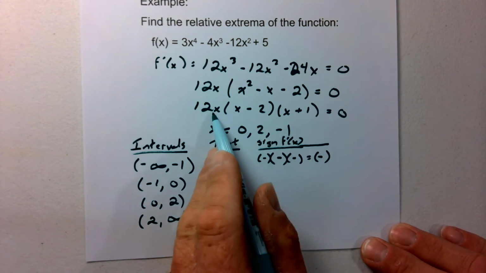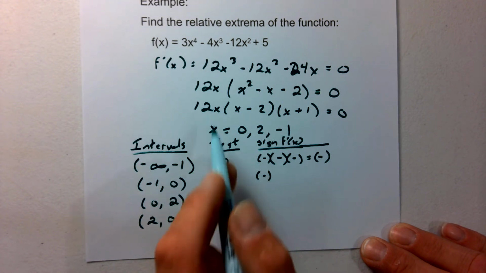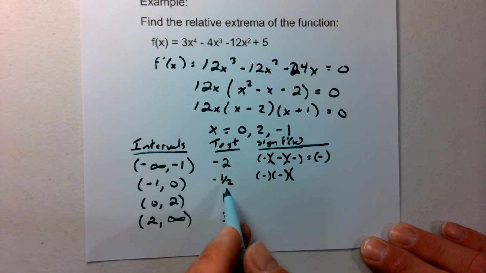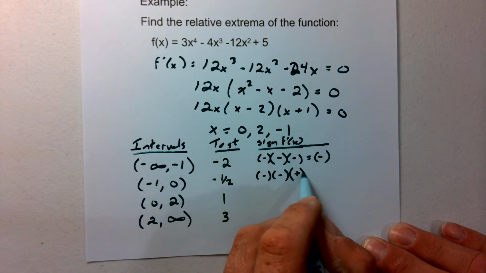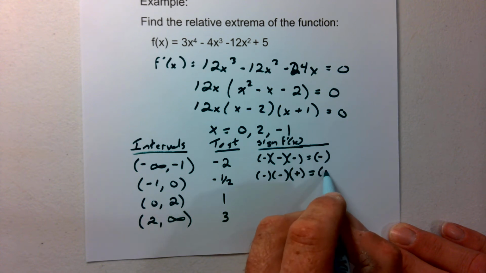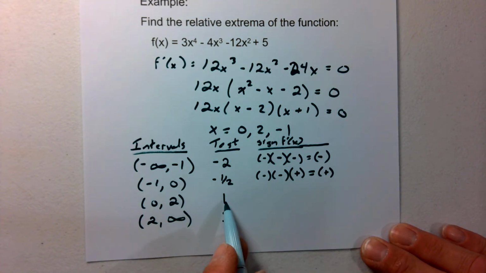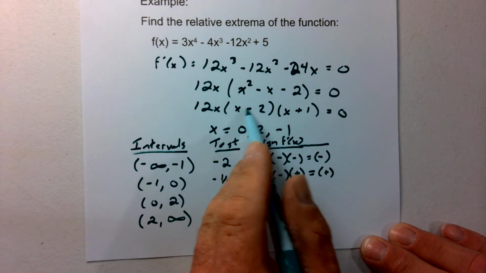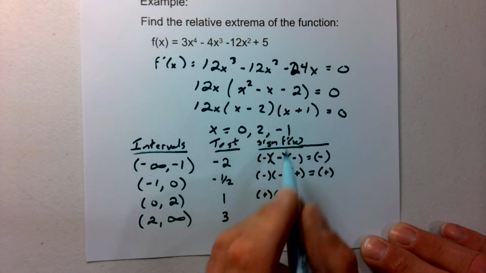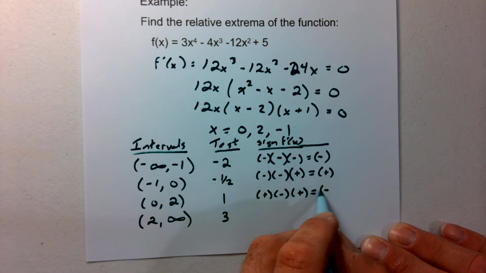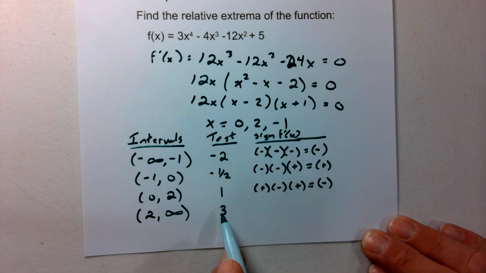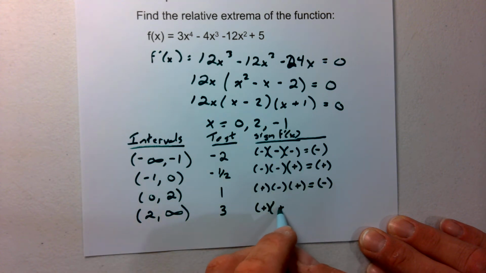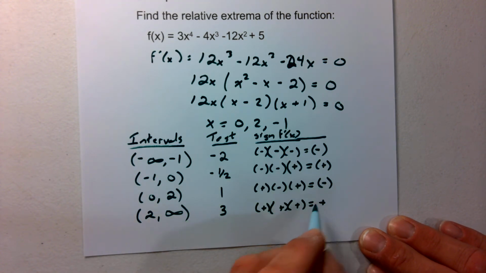If I plug in -1/2, the first one's still going to be negative. -1/2 minus 2, that's going to be a negative. And -1/2 plus 1 gives me a positive. So negative times a negative times a positive is going to be a positive. If I plug in 1, I have 12 times 1, which gives me a positive. 1 minus 2 gives me a negative, and 1 plus 1 gives me a positive. So when I multiply these together, it's going to be a negative. If I plug in 3, I get a positive, and another positive, which gives me positive.